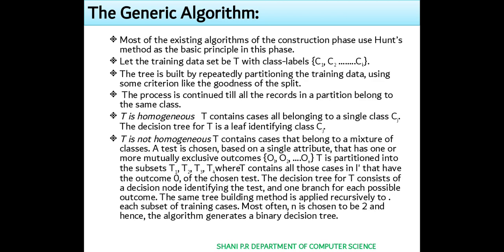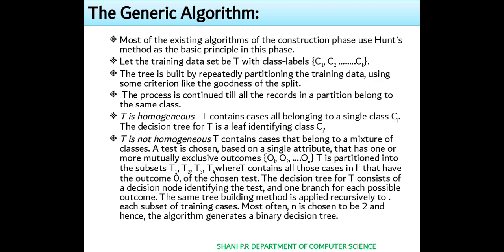Okay, so here the process is continued till the end, until all the records in a partition belong to the same class, to which the partition belongs, the class labels. So this is about the generic algorithm, and we have three stages. First, T is homogeneous: T contains cases all belonging to a single class Cj. The decision tree for T is a leaf identifying class Cj.